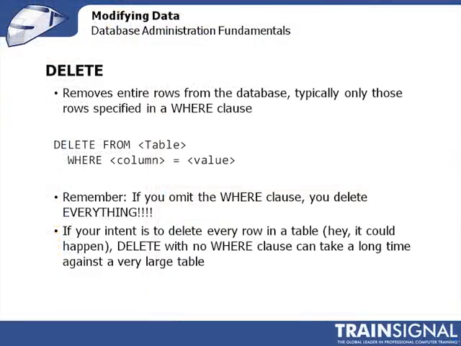Next up is delete. This removes entire rows from the database, or from a table, typically only those rows specified in a where clause. Because it removes an entire row, you don't need to specify any columns. You just say delete from, and then the table name. If you leave it there, then it'll delete every row from the table. So that's why you typically include a where clause, where some column equals some value. Remember, if you leave out that where clause, you are deleting everything.